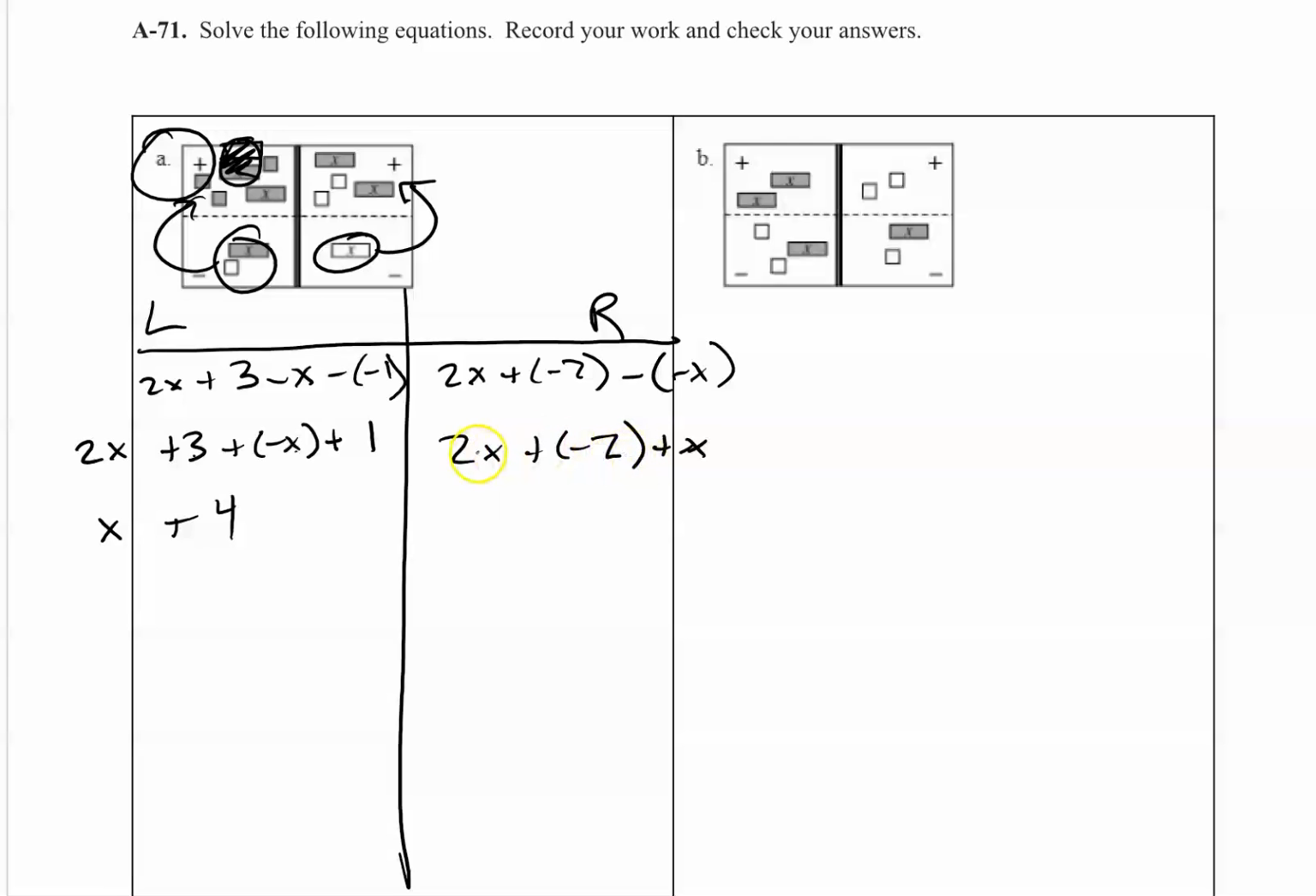Over here on the right, we've got 2x tiles and an x tile. That's 3x tiles plus negative 2. Okay, now we are allowed to remove one x tile from each side. So I'm going to put it as subtract. We're going to be removing one x tile from each side, so that's going to go away. And 3x is now 2x.